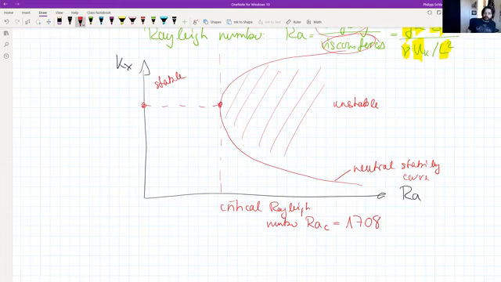And you can also calculate the corresponding critical wave number, and this critical wave number is approximately 3.12 in the typical non-dimensionalization. So these are exact results that you can get from linearized stability theory.